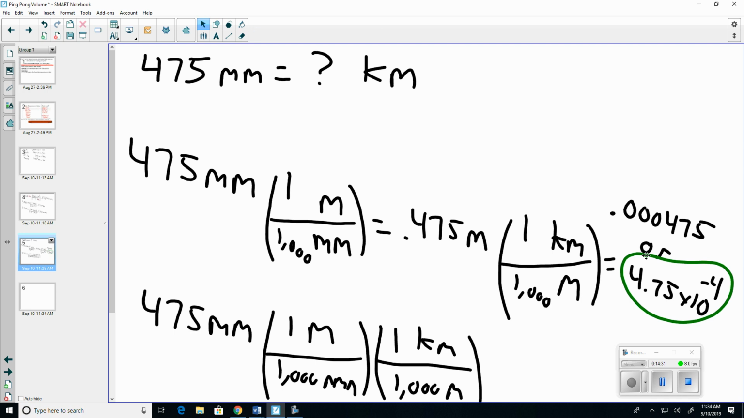my power of 10 was to the negative fourth power. That shows that that's a decimal value, a tiny number. If, on the other hand, that was a positive 4, that would be a big value. When you look at the how-to sheet, you can see examples of both on the top there.